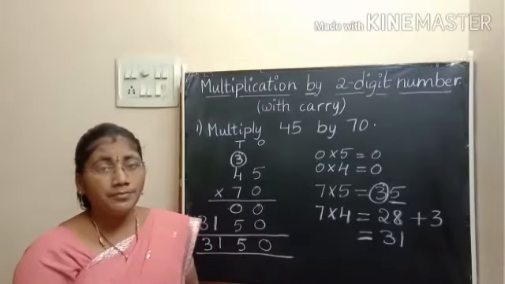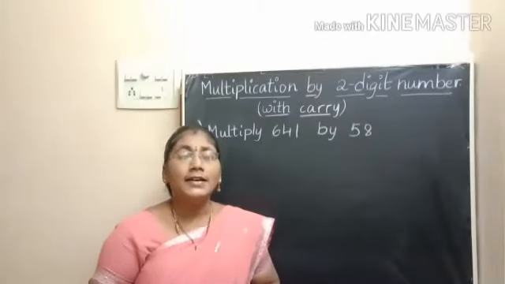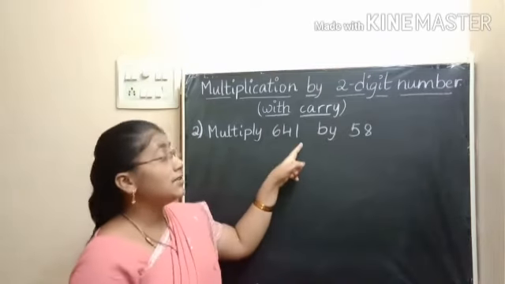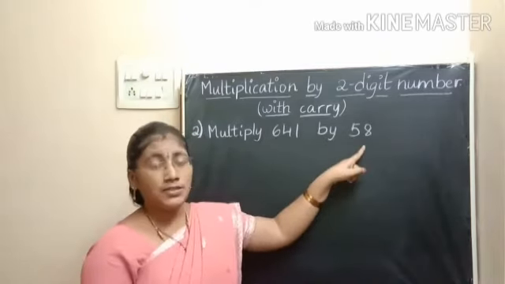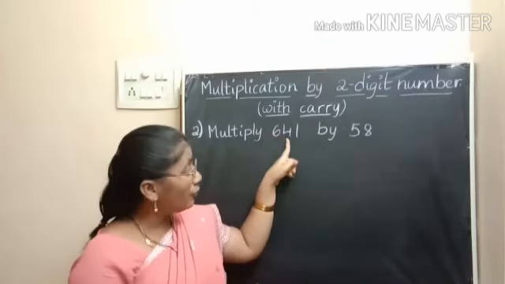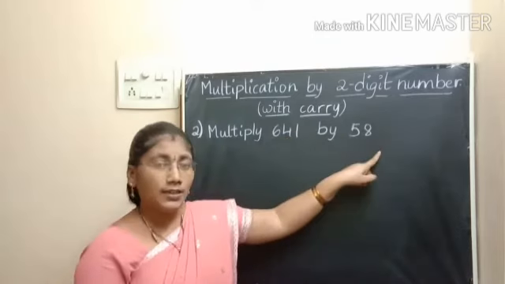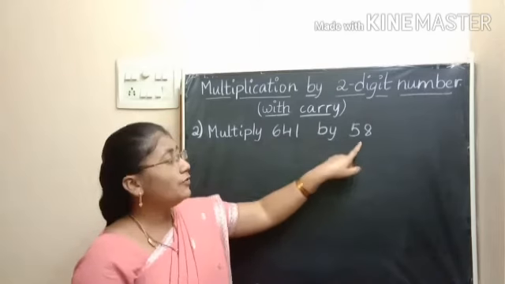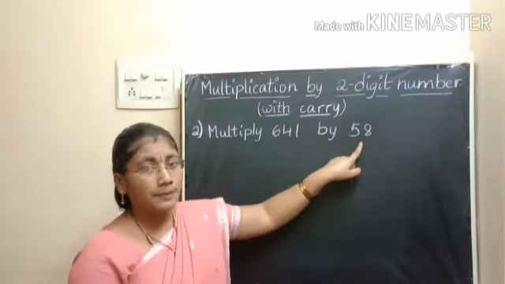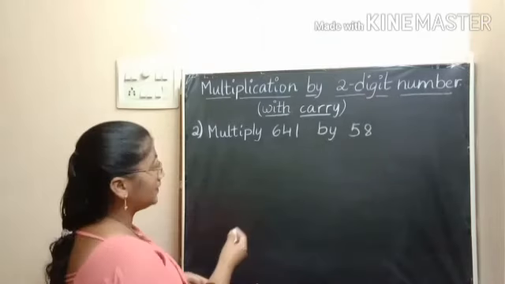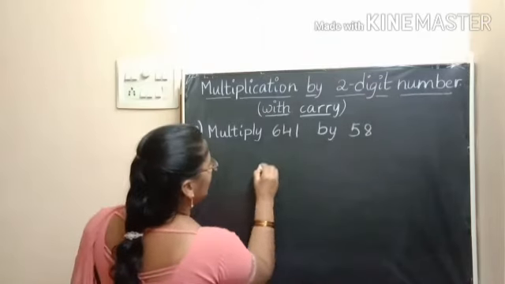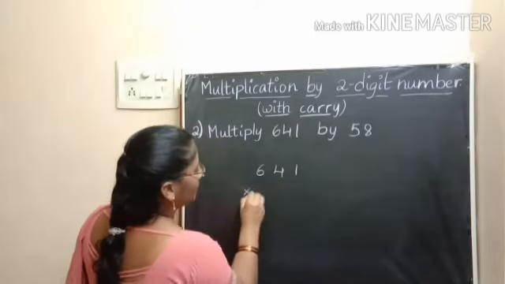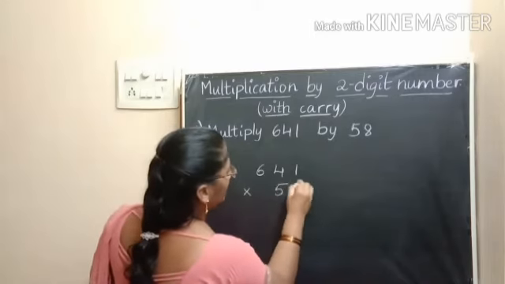Understood, children? Children, the next example is multiply 641 by 58. Here 641 is the multiplicand, 58 is the multiplier. Let us write these numbers. 641 into 58.